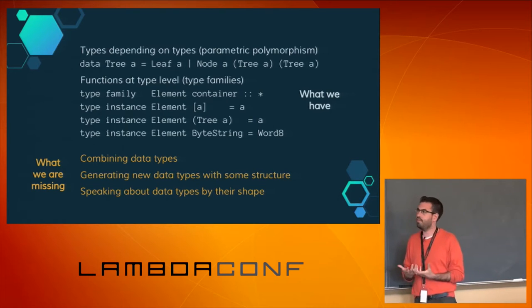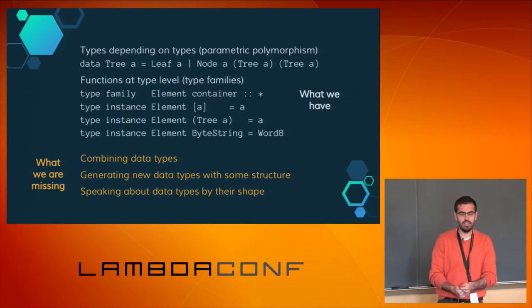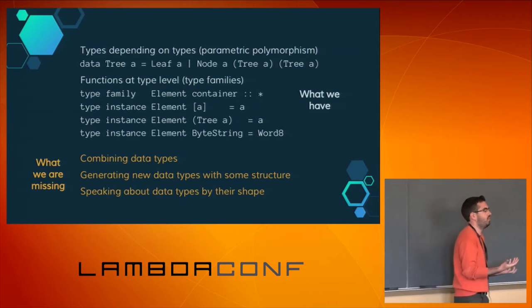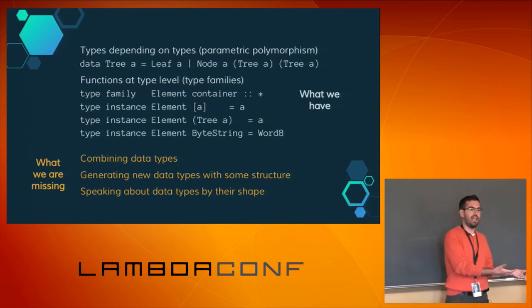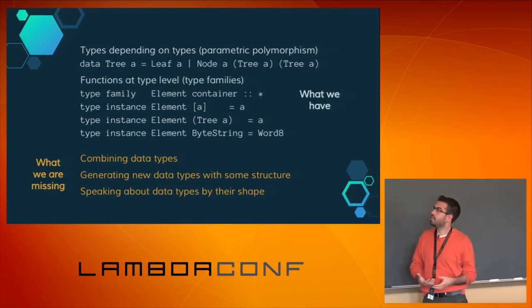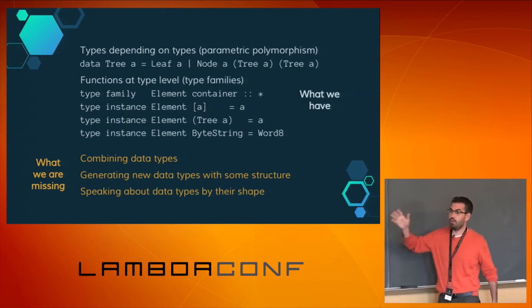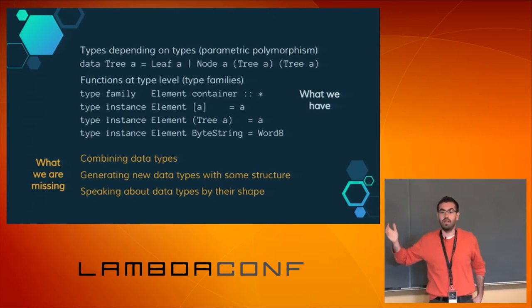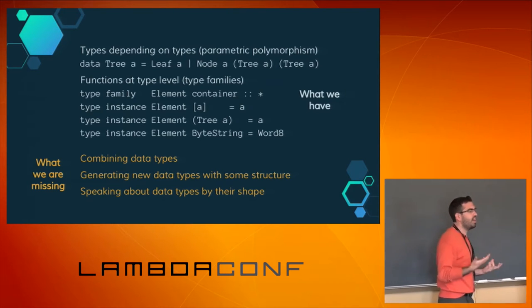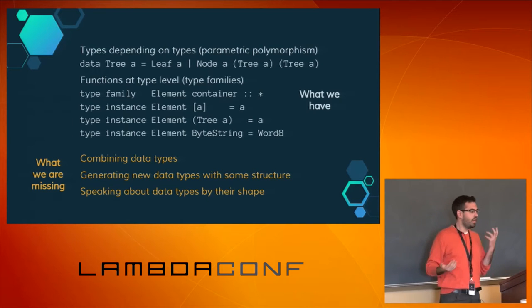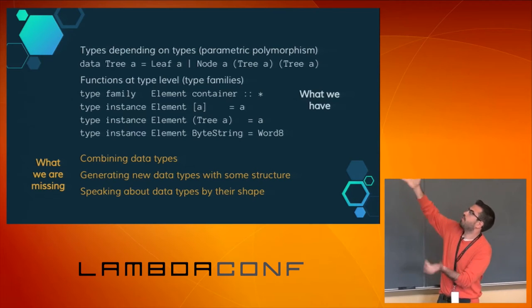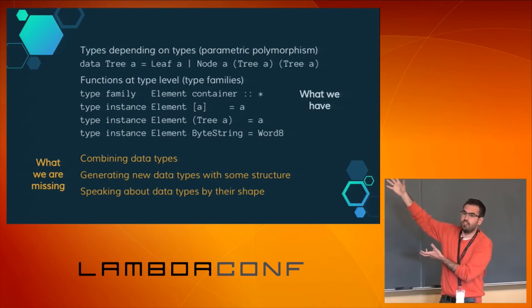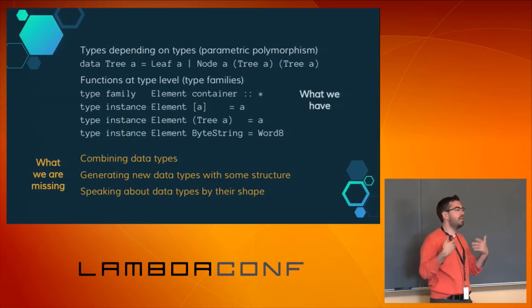So what do we have? We have parametric polymorphism, which is a fancy way to say that types can depend on other types. So we have this list, a list of some type, and then we give an argument to say which type it is. In Haskell, which by the way will be the language I use throughout the talk, we have type families, which are sort of functions at the type level. So we can really have this Elem, which, given a type, gives us the type of contained elements. And this is sort of a function. But we are missing many, many things.